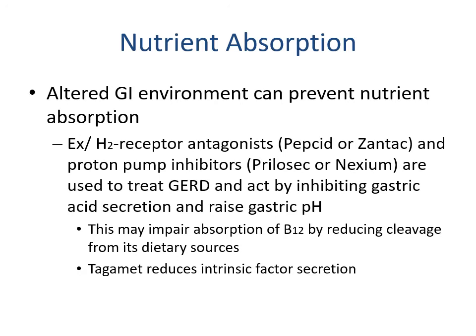An altered GI environment can prevent nutrient absorption. For example, H2 receptor antagonists such as Pepcid or Zantac and proton pump inhibitors such as Prilosec or Nexium are used to treat GERD and act by inhibiting gastric acid secretion and raise gastric pH, or making it more alkaline. This may impair absorption of B12 by reducing cleavage from its dietary sources, and Tagamet reduces intrinsic factor secretion.